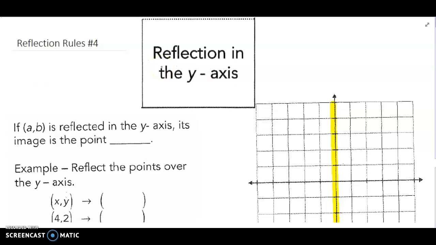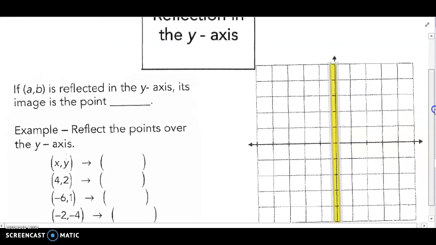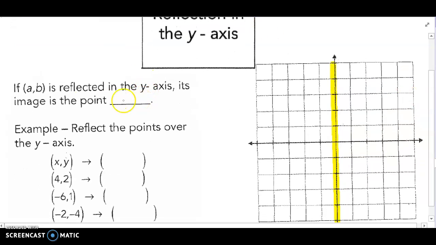All right, last but not least, let's look at the flap that says reflection in the y-axis. Okay, so once again, I've highlighted what the y-axis looks like. It goes up and down. Now my rule for the y-axis, if I have A, B, it goes to negative A, comma B. So this is similar to the x-axis, but remember the x-axis, we made the second coordinate negative. This one, we're going to make the first coordinate negative.